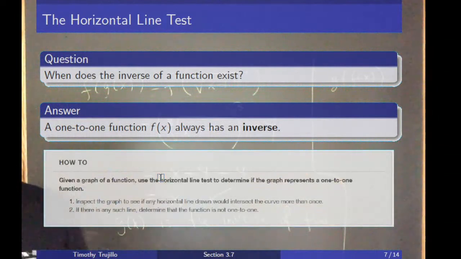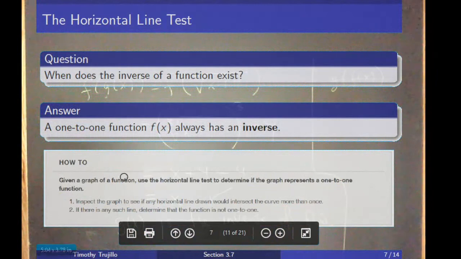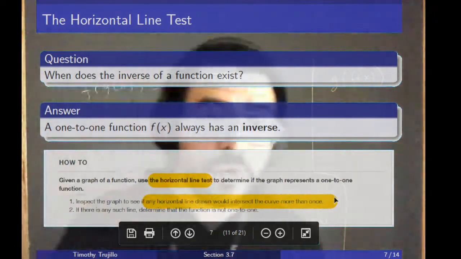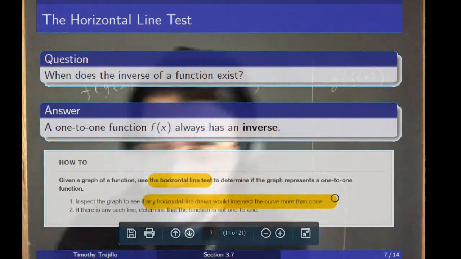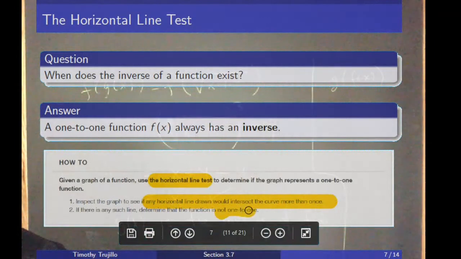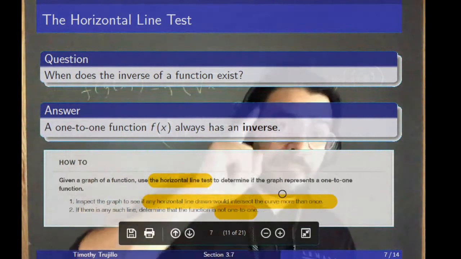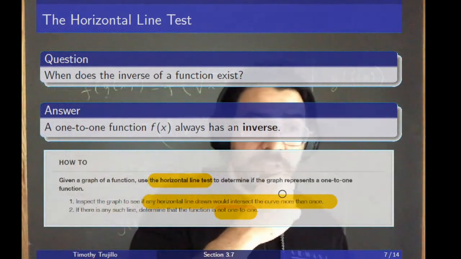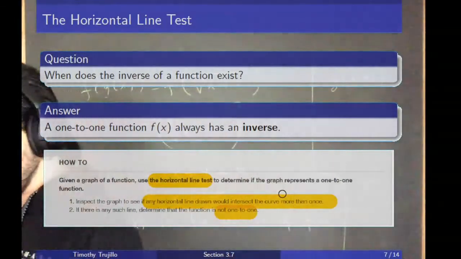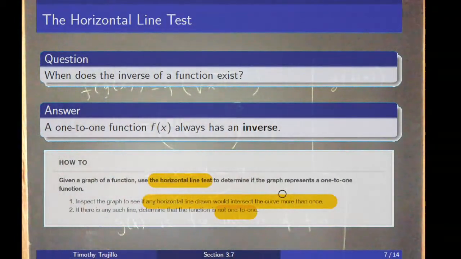And then down here is just a how-to. We've already talked about this a couple of times, so I'm just going to remind you, and then we won't do an example. The horizontal line test is the way to determine if you have an inverse, right? You inspect the graph, and you check to see if any horizontal line intersects the curve in more than one spot. If there is such a horizontal line that intersects in more than one spot, you conclude that it is not one-to-one, and there is no inverse. On the other hand, if every horizontal line intersects the graph in at most one spot, then you can say that it is one-to-one and there will be an inverse. Okay, so we know when the inverse will exist, it has to be one-to-one.